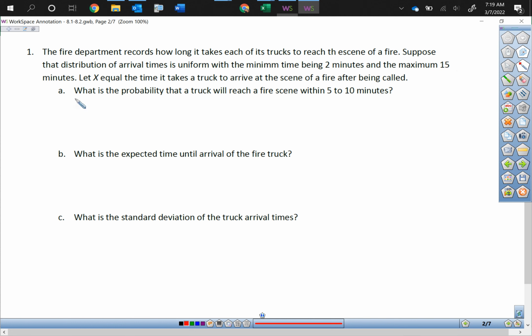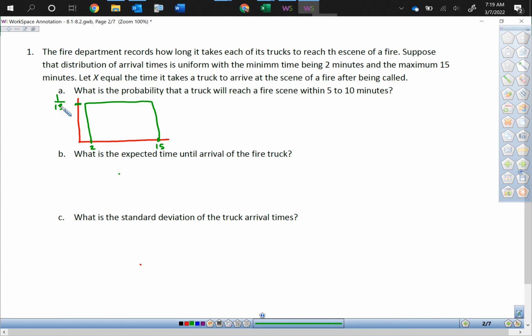So if we were to draw this probability density function, it's going to look something like this. It's going to start at 2 minutes and it's going to end at 15 minutes. Okay? Now, they say that it creates a rectangle. However, the rectangle has to have a predetermined height, and that predetermined height is going to be 1 over B minus A. So 15 minus 2 is 13. So that predetermined height is going to be 1 over 13.